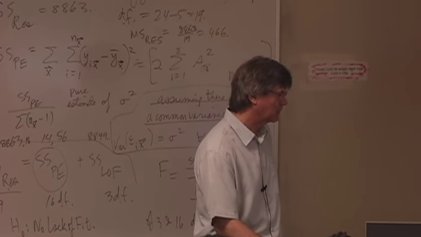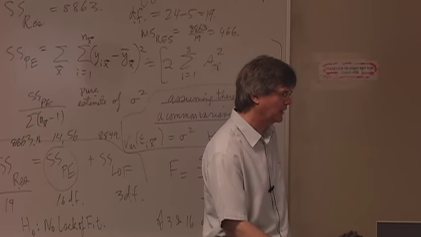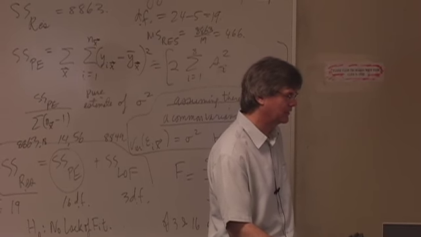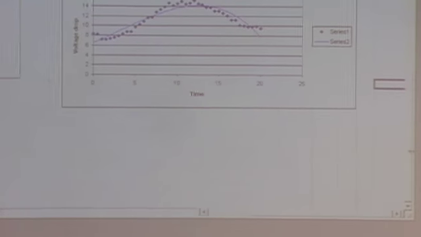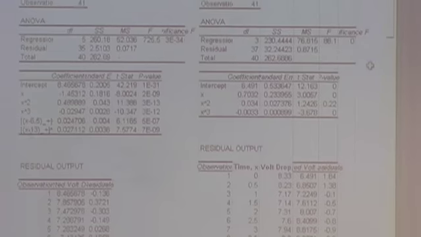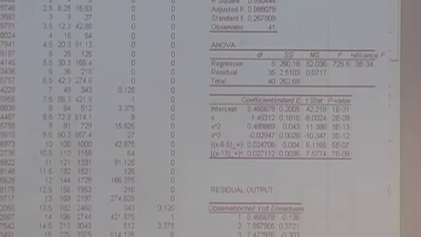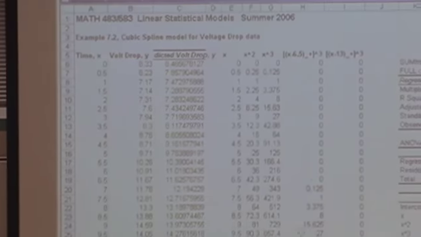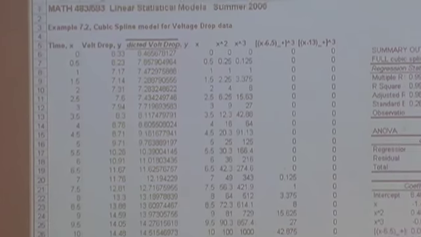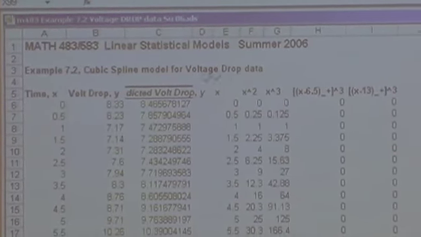So let's have a look at the cubic spline voltage drop data, which is example 7.2 in your text. I just want to see how you set up the splines. We talked a bit about how you mathematically set up a spline last time. You have the time X, the voltage drop Y, and the predicted voltage drop for a certain model. I guess that was the actual cubic spline one. That's what I'm predicting, so this must be the cubic spline.